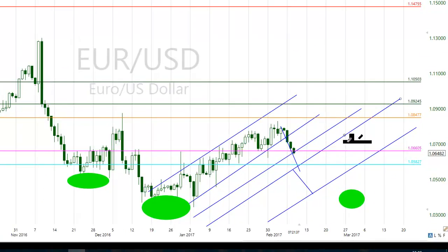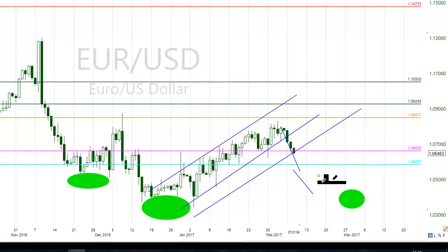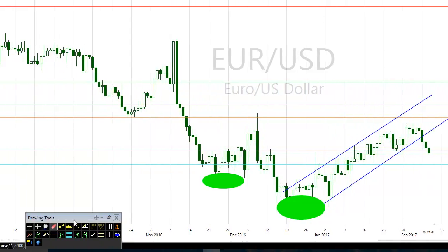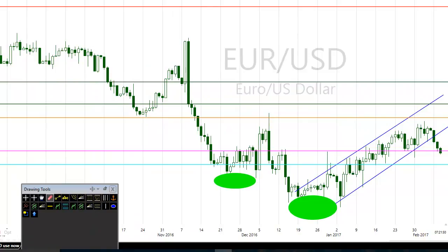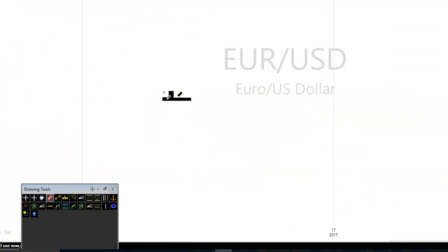Now we cannot pretend that we are doing a technical analysis if we only stop on the daily chart. All right, so don't do that. Don't just go to the daily chart alone. So let's go quickly to my favorite time frame, the monthly chart.